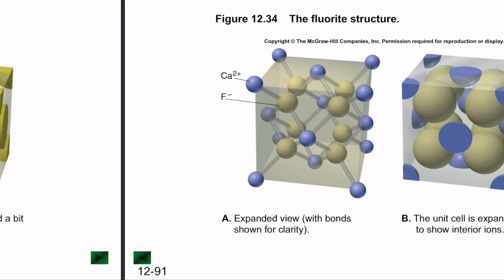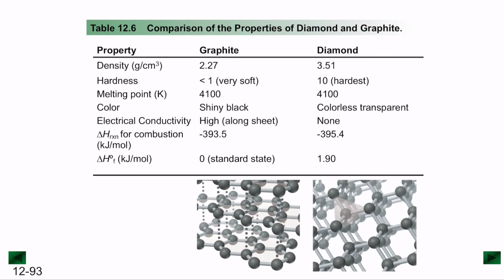So these are structures of some of the molecules. Let's try to compare the properties of diamond and graphite. Graphite generally has a lesser density. Diamond has very high density. Graphite is very soft, while diamond is very hard. They have the same melting point. The color of graphite is shiny black. Diamond has a colorless, transparent structure. The electrical conductivity is very high for graphite. Diamond has no electrical conductivity.